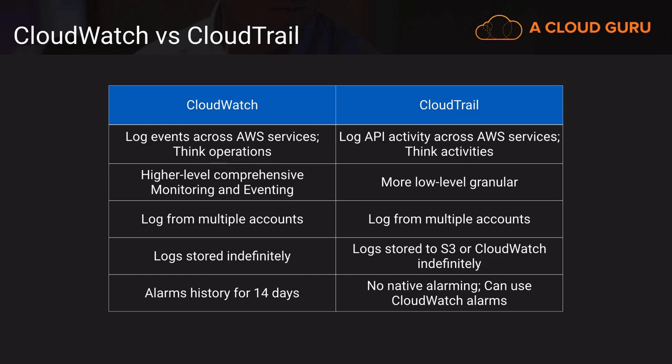Now, CloudTrail doesn't have any native alarming, but you can create alarms by piping those CloudTrail logs into CloudWatch and tell CloudWatch to watch for certain things and then alarm or event on certain things.